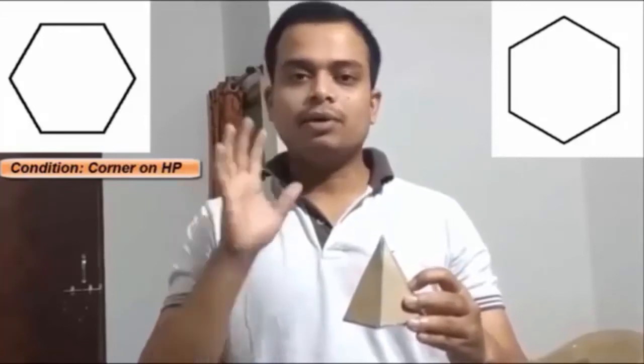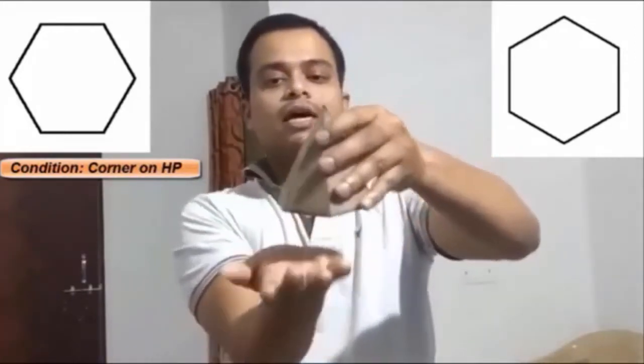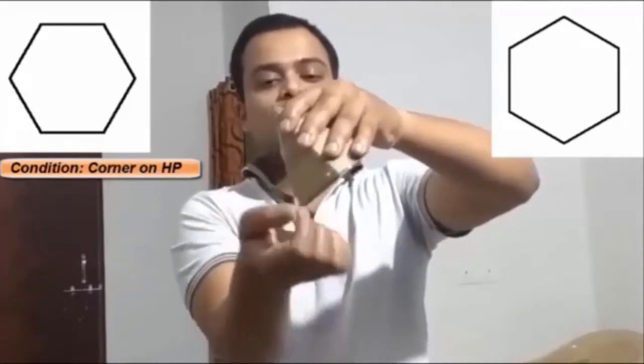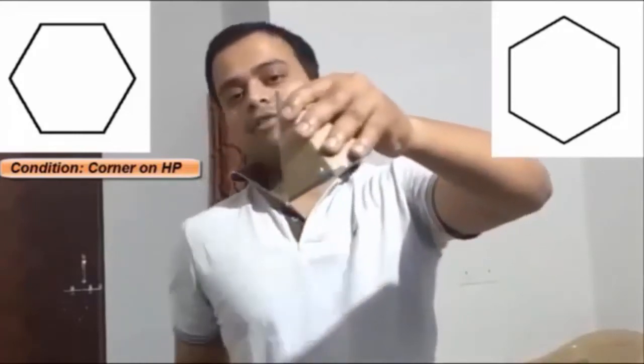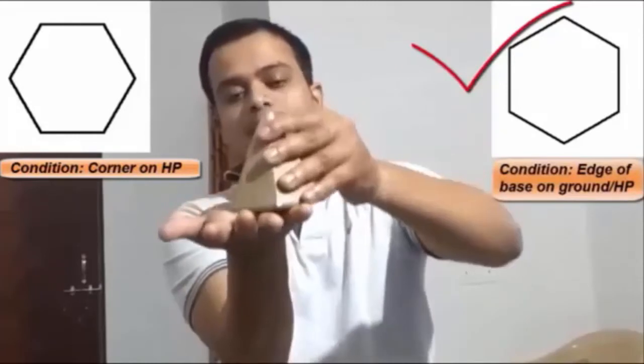In the question it has been clearly asked that we need to keep an edge of the base grounded. A corner is not supposed to be grounded, rather an edge of the base is supposed to be grounded. So we're going to hold this pyramid this way. And when I incline the axis, what will happen? This edge over here, you can clearly see this edge, will still remain grounded. Hence you have to begin this way.